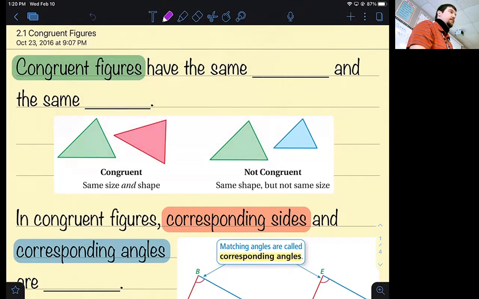Riley, for this section, probably not. Okay, not for this one.